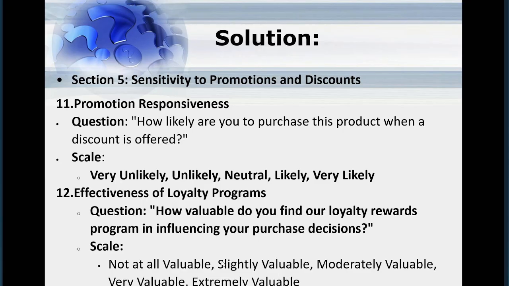Section 5 focuses on sensitivity to promotions and discounts. Again, we have taken two constructs here, one related to promotion responsiveness, and the question is, how likely are you to purchase this product when a discount is offered? And the scale varies from very unlikely to neutral to very likely. Another construct is effectiveness of loyalty programs. We have taken the question, how valuable do you find our loyalty rewards program in influencing your purchase decisions? And the scale varies from not at all valuable to moderately valuable to extremely valuable.